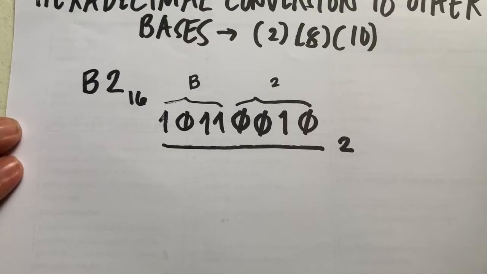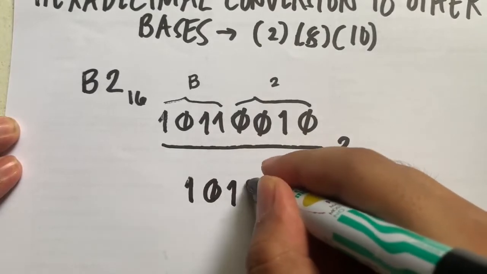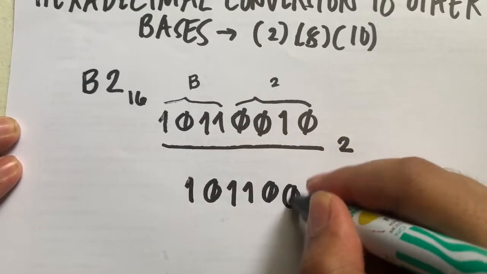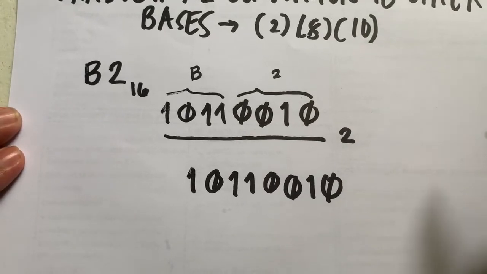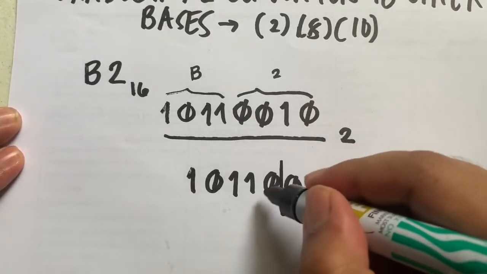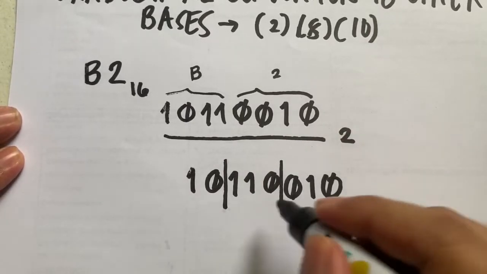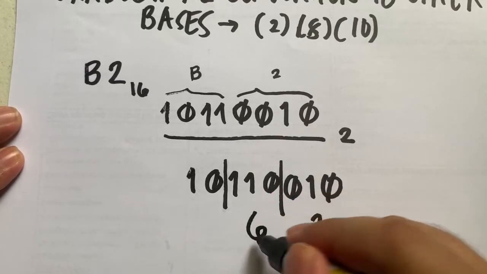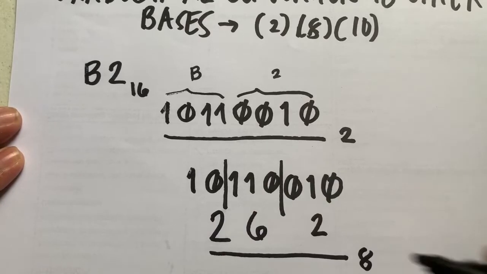Since we have already our binary equivalent, we can easily get its octal conversion. So for octal, we're going to group it into 3: 1, 2, 3, 1, 2, 3. So using the positional value again, this is 2, this is 2 plus 4, that is 6, this is 2. So the octal equivalent is 2, 6, 2.